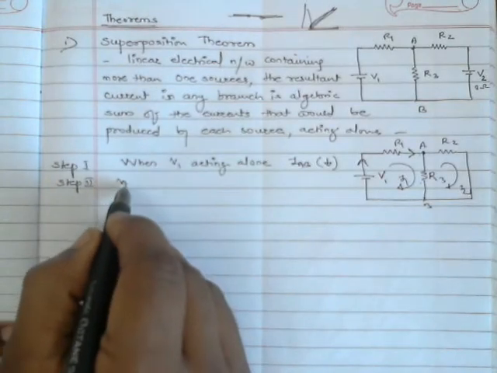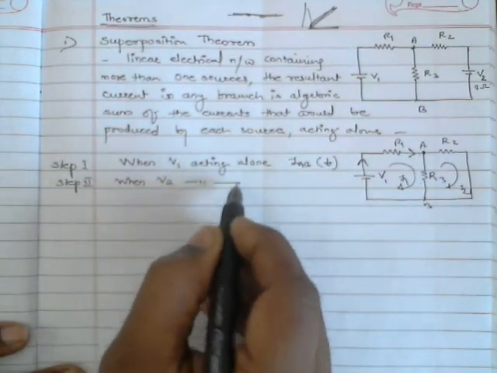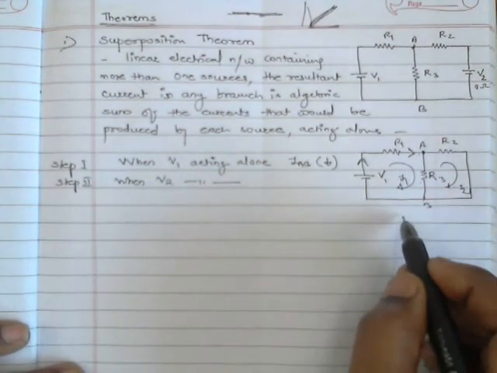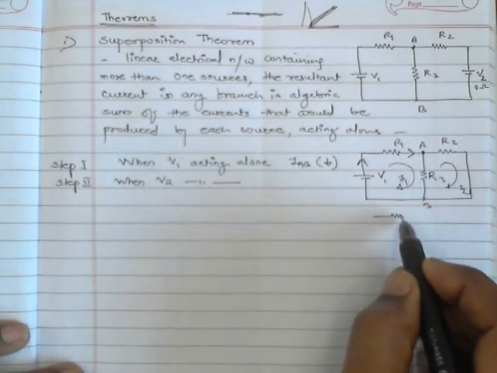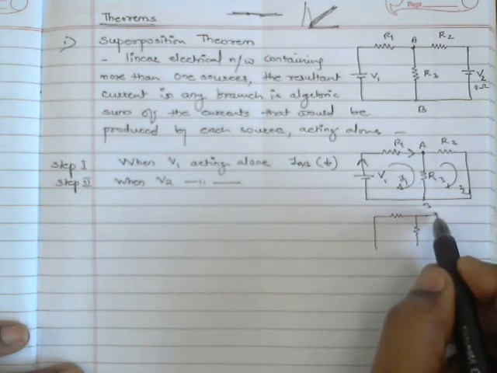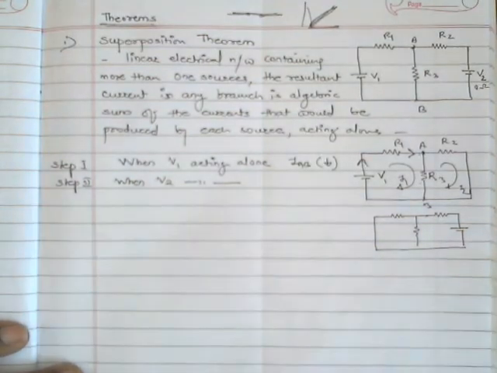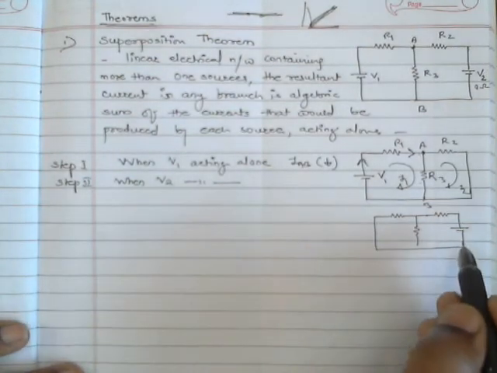Then step 2, when V2 acting alone. Means your new circuit will be like this. This is short circuited. This is your new circuit. Okay. Now V2 acting alone.